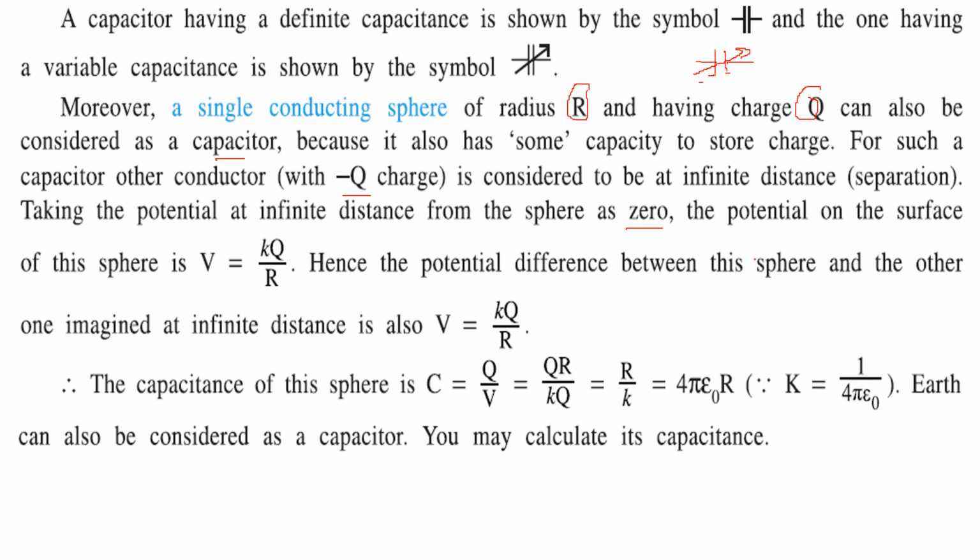So the potential on the surface of a single sphere, V, is given by K into Q by R. The potential difference between this sphere and the other one, imagined at infinite distance, will also be V equal to KQ by R. So the capacitance of the sphere, C, will be Q by V, and putting V as kQ by r, the Q's cancel, giving r by k, and k is 1 by 4 pi epsilon naught. So k is in the denominator, and it becomes 4 pi epsilon naught r. Earth is considered as a capacitor.